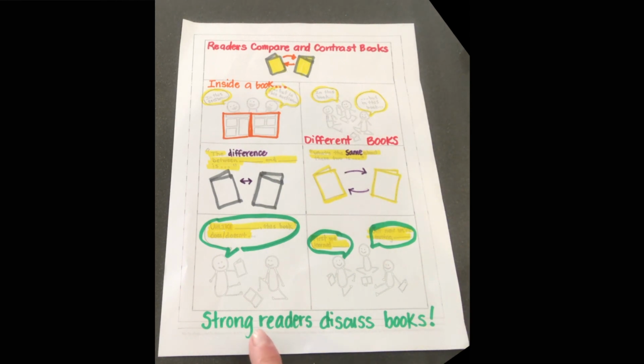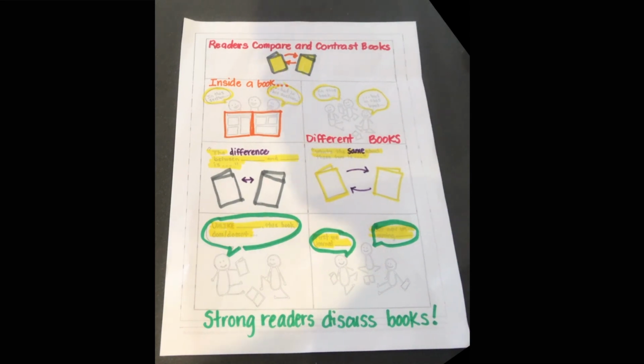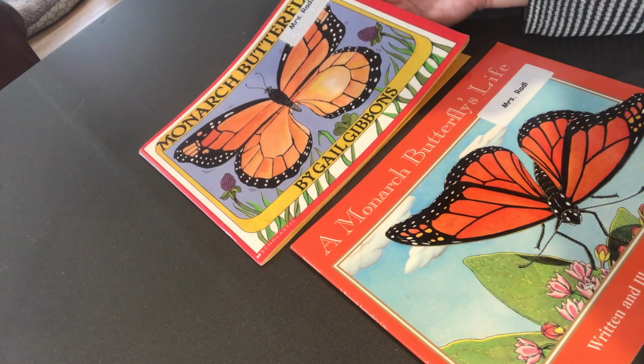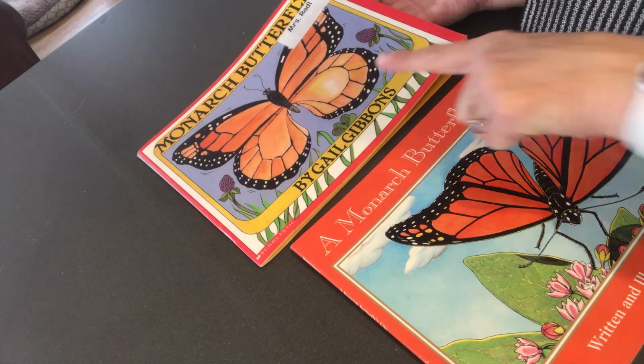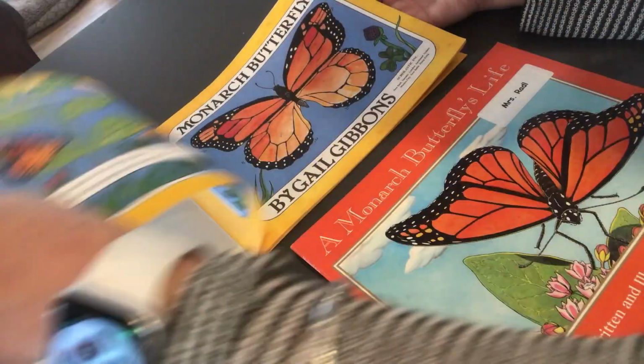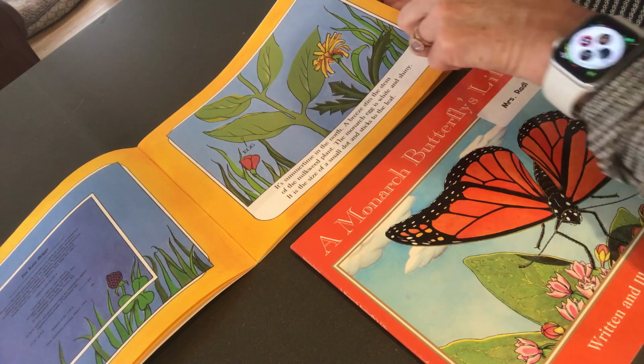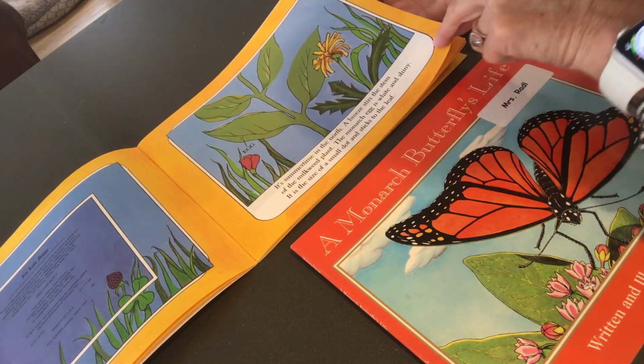I want to remind you that strong readers discuss books. You could be thinking about these things when you're reading your books, but you also need to talk about your books, especially with your adults, every day. So friends, I'm going to give you an example right now. In The Monarch Butterfly by Gayle Gibbons, she goes through the butterfly's life cycle, which we're going to be talking about. Each page talks about each part of the monarch butterfly's process.